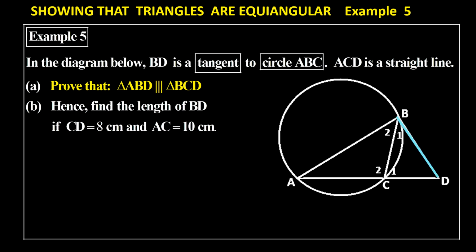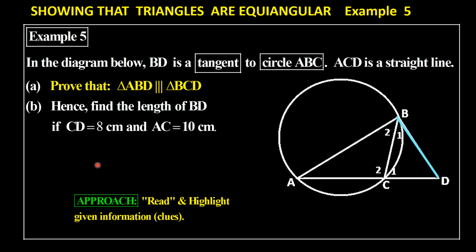It's always important to read your information. You've got BD is a tangent. So it may be advisable to highlight, to remind you that BD is a tangent of a circle. So if they mention it's a tangent, you need to use it. So you need to use the tangent chord theorem there. Right. So always make sure that you read. You've got a circle, ACD is a straight line, and BD is a tangent. Especially with tangents, I recommend that you highlight them.